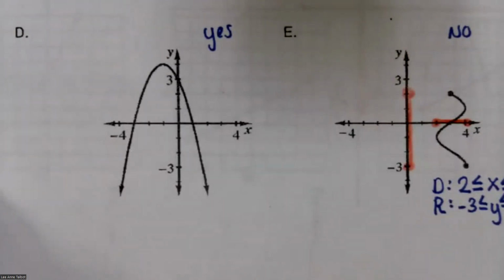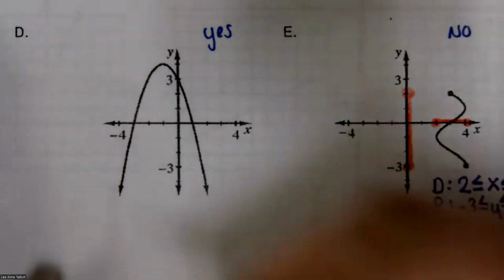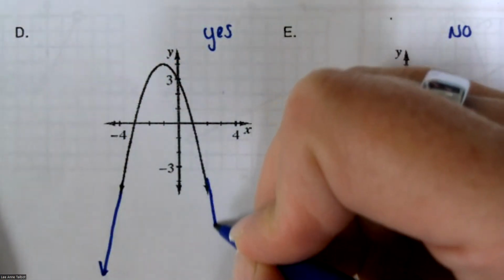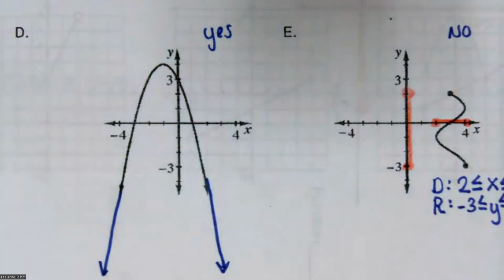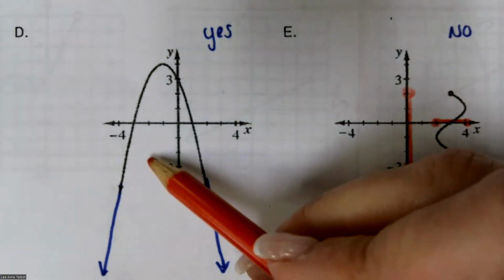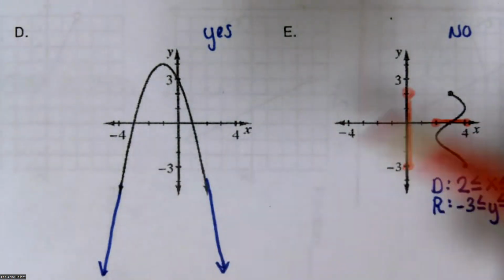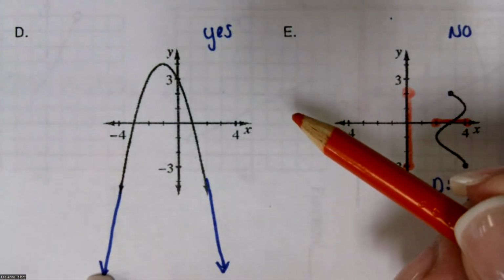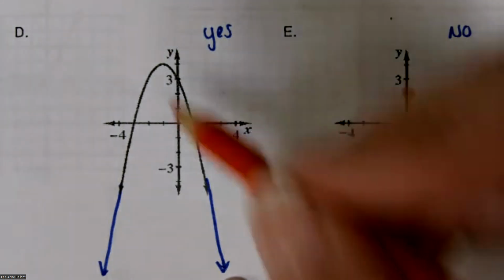Move on to letter D. I want you guys to just extend those out. It really helps to see that those go forever and ever and ever. And it looks like they're going to start to go straight down, but they're not.